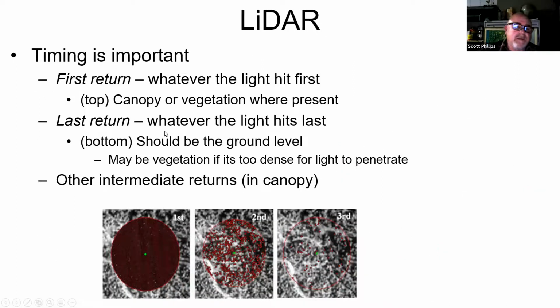And so here timing is important. There's the concept of first return. As it beams down the laser light, it's going to get stuff reflected back. The first thing it's going to get back is whatever's on top, whatever the light hits first. So that's the top of the canopy or the vegetation where present. And then the last return is going to be the ground level, in theory, because the last thing to come back to you is the thing that is furthest away, which in theory should be the ground level. And then you're going to have other intermediate returns between the first and the last. And that's going to be the in-canopy vegetation.